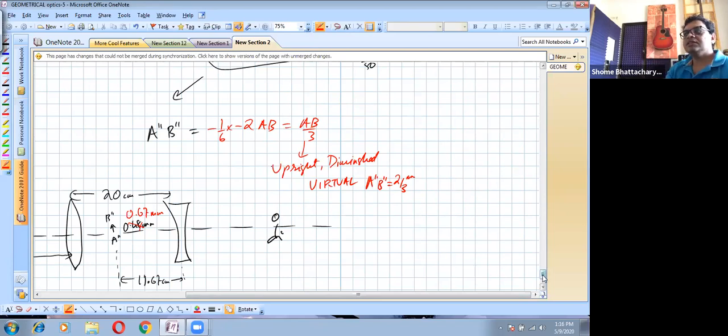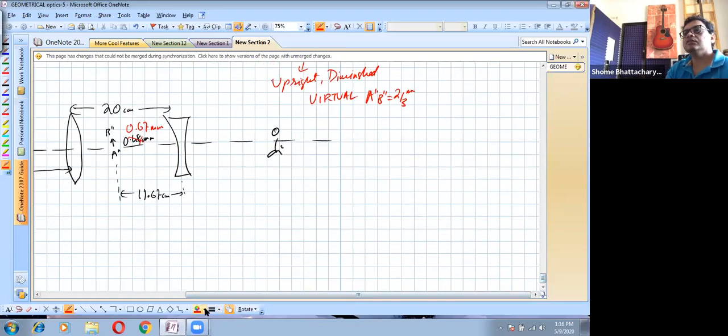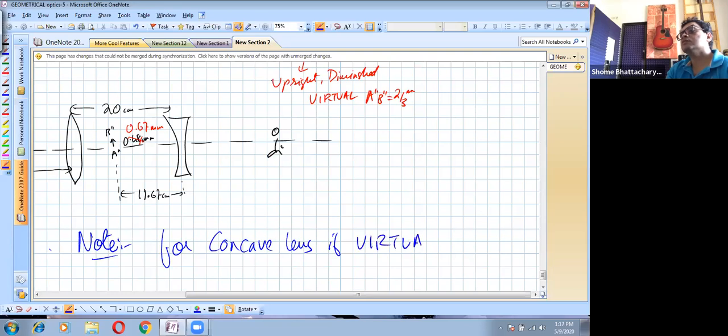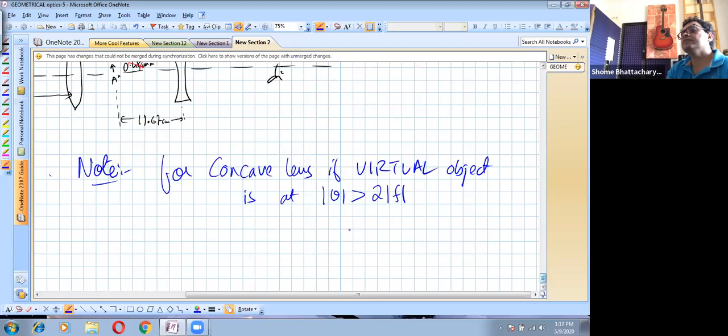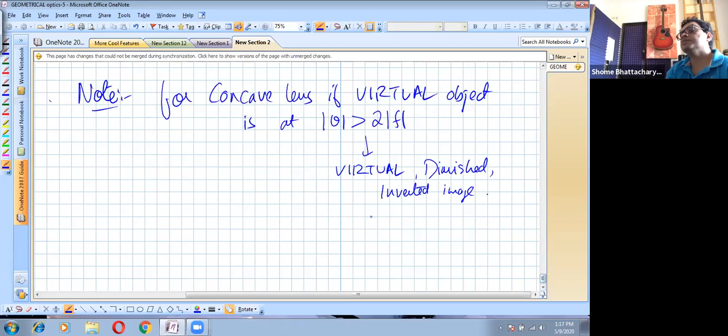Now, this also covers the case where, in general, as far as concave lenses are concerned, we are getting an important piece of information: for a concave lens, if the virtual object is at a magnitude more than twice the focal length, then we get which kind of image? We get a virtual, diminished and inverted image. So this is very important. And this image is between F and 2F.